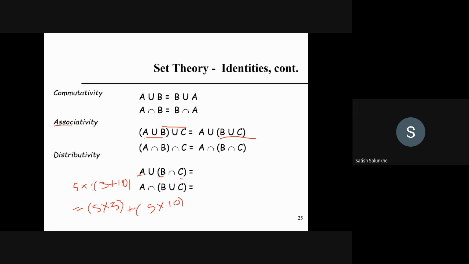So what will be the result? First you will do (A union B) intersection (A union C). The inner operator becomes the outer operator and the outer operator becomes the inner operator. Okay. Similarly, with respect to intersection also, A intersection (B union C) is equivalent to (A intersection B) union (A intersection C).